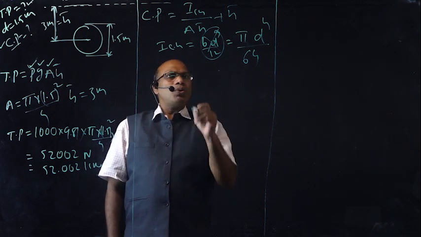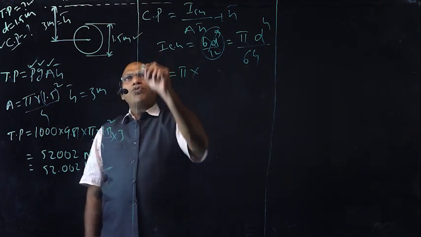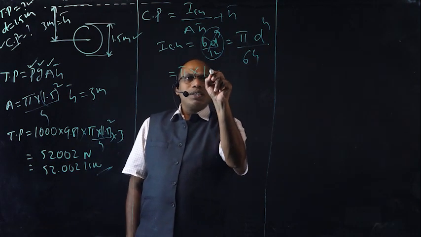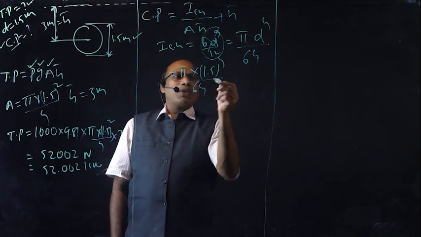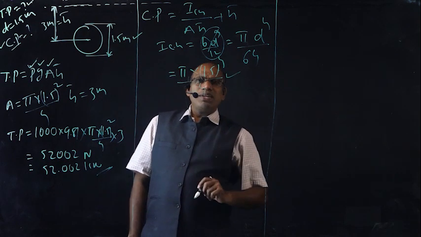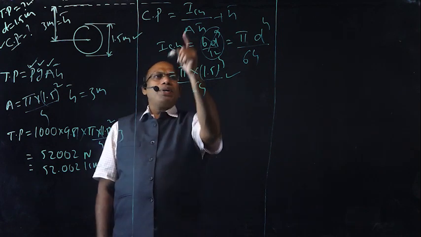This is equal to pi into, what is the diameter? Diameter is equal to 1.5 meters. 1.5 power 4 divided by 64. This is the ICG value, right? Now substitute the value here.